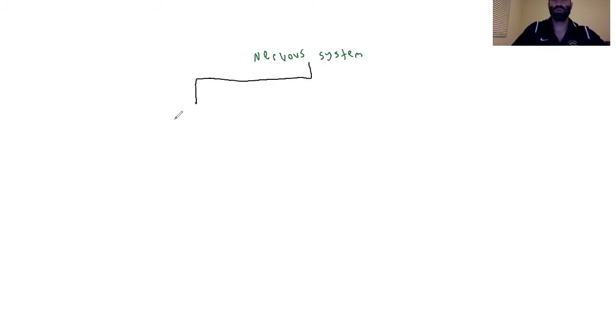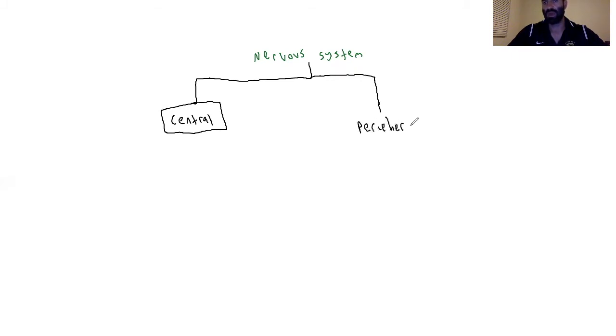One is going to be called the central nervous system. And the central nervous system consists of the brain and the spinal cord. And on the other side, we have the peripheral nervous system. And the peripheral nervous system is everything outside the brain and spinal cord. And the peripheral system is further subdivided into the somatic and the autonomic.